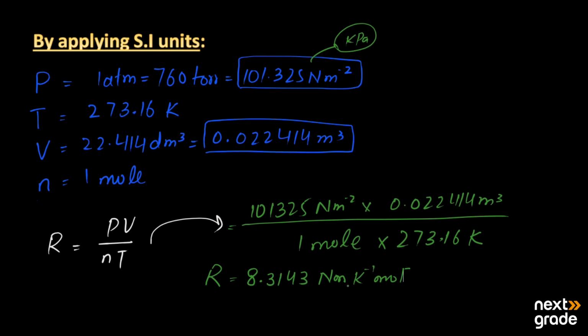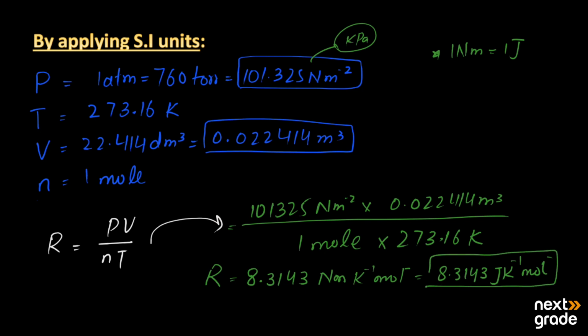And you need to remember that 1 Newton meter is equal to 1 joule. So we can also write it as 8.3143 joules per Kelvin per mole. So this is the simple result, the value of R at standard temperature and pressure.